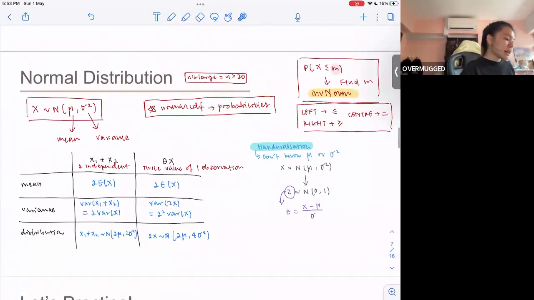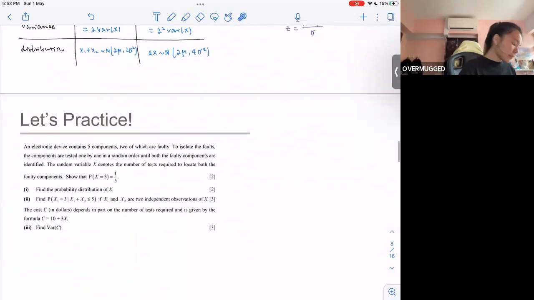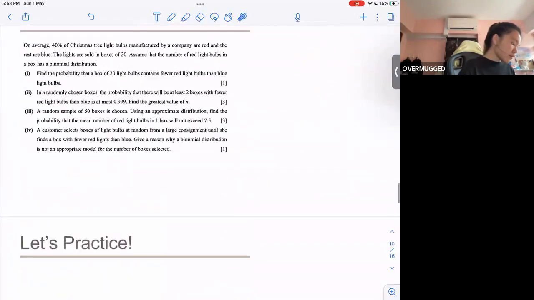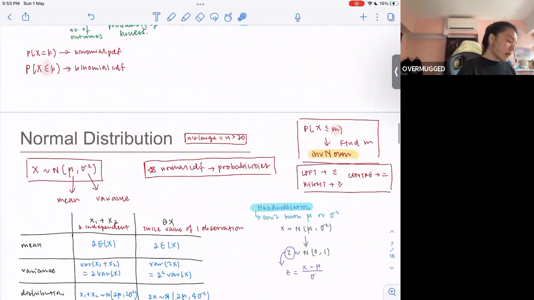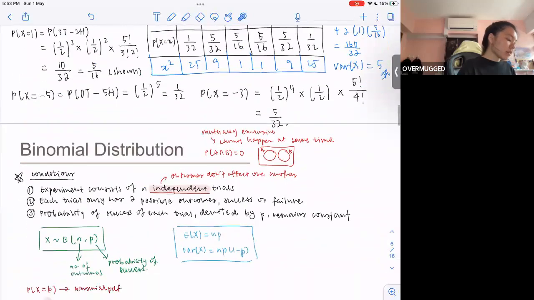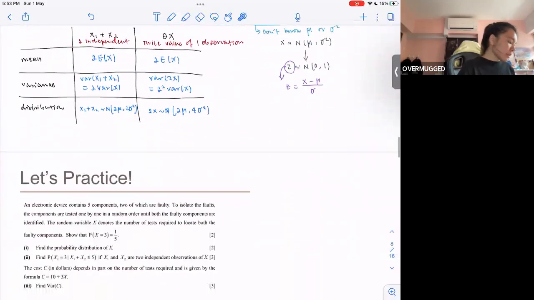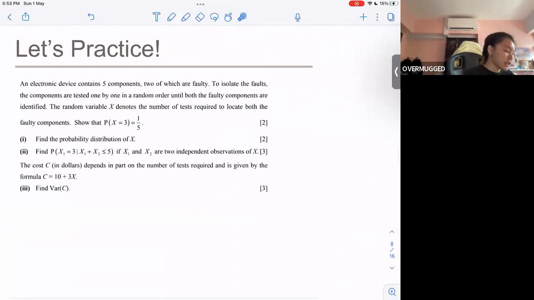Now let's take a look at the examples. We'll do a couple. Hopefully we are able to put this theory into practice. Okay, so let's start with this question. I'm again going to give you some time to read the question, and you can start doing it if you are confident.